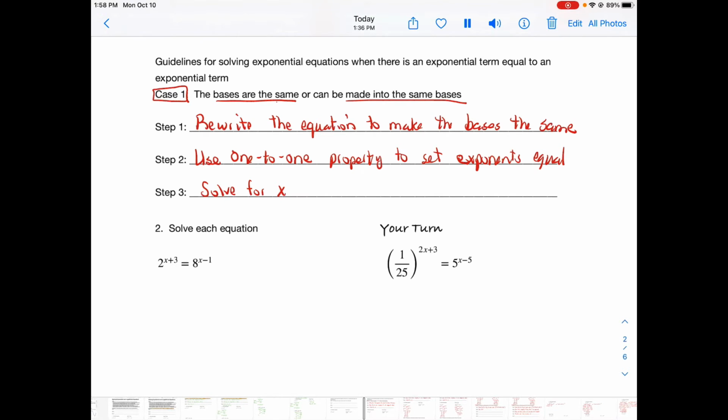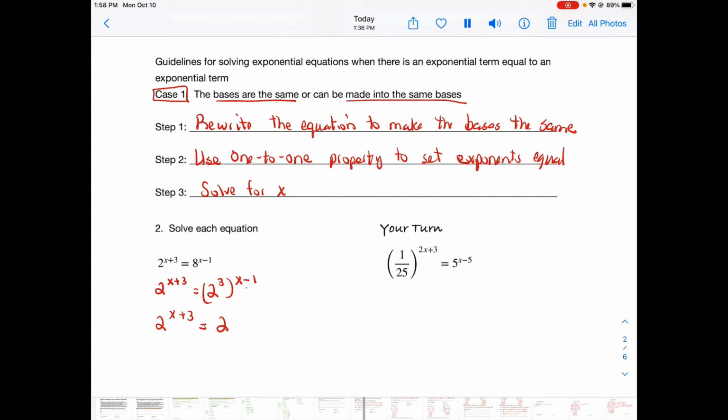So let's try a few of this technique. So notice in our example 2 here, we have 2 to the x plus 3, and then we have 8. 8 is not the same base, but I can rewrite 8 as 2 cubed, so I can make it the same base. Now notice here I have 2 cubed raised to the x minus 1. Now when you take a power of a power, you multiply your exponents together. Don't forget to distribute that 3 to both terms, the x and the negative 1.